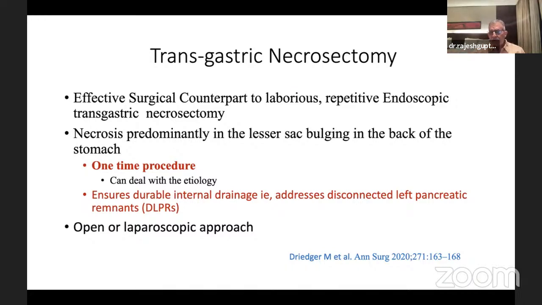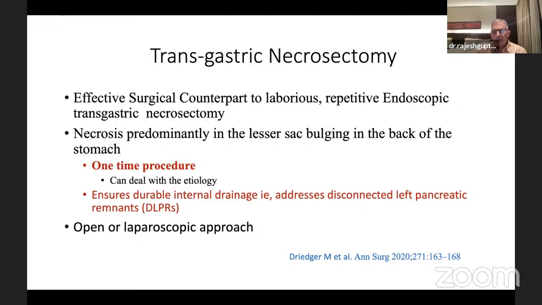This is a very effective counterpart to laborious repetitive endoscopic transgastric necrosectomy, as this is a one-time procedure. Because we provide almost 5 to 6 centimeters of opening into the posterior stomach wall, which we do as a cystogastrostomy, it ensures durable internal drainage and also addresses the disconnected left pancreatic remnant. Also, we don't need to put any stent to keep it patent, because those stents, if left for a longer time, can lead to erosions and bleeding, and all these stents are removed subsequently.